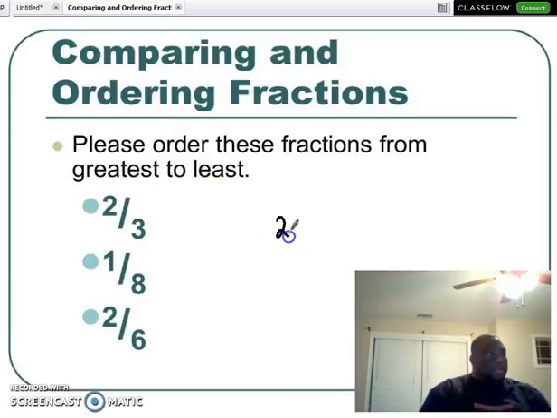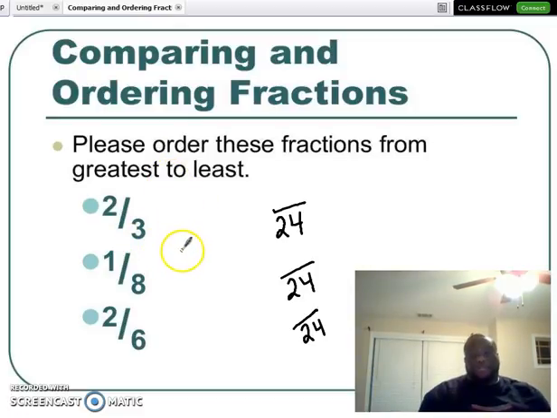So we're going to put a 24 here, 24 here, and a 24 here. Now up top, 3 goes into 24 how many times? If you guessed 8, you are correct. So if we multiply 3 times 8 equals 24, we have to multiply the top. 2 times 8 is how much? 16, correct.